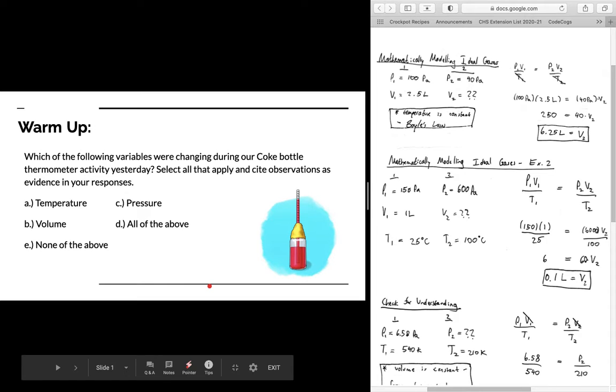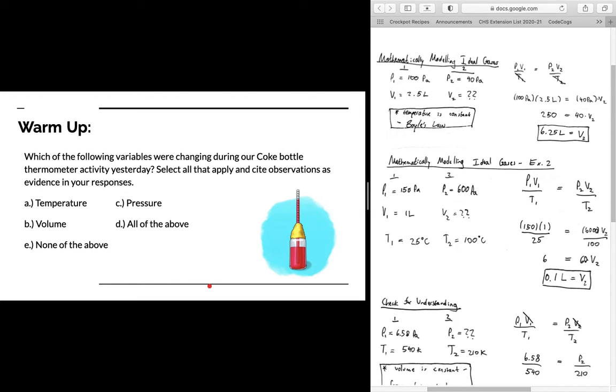All right, so we are looking at Unit 6. We are in thermodynamics, so we're going to start off by looking at the gas laws. I want a question for you to answer to help us kick off our discussions today, as follows. Which of the following variables were changing during our Coke bottle thermometer activity yesterday? Select all that apply and cite observations as evidence in your responses. Please take a moment to complete this Bellwork response.